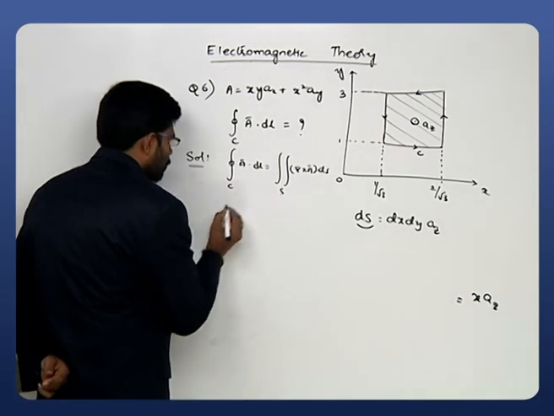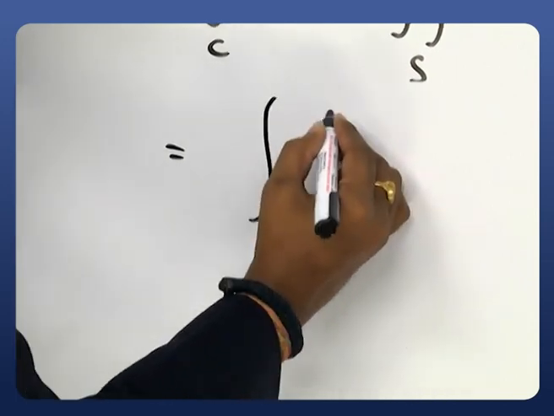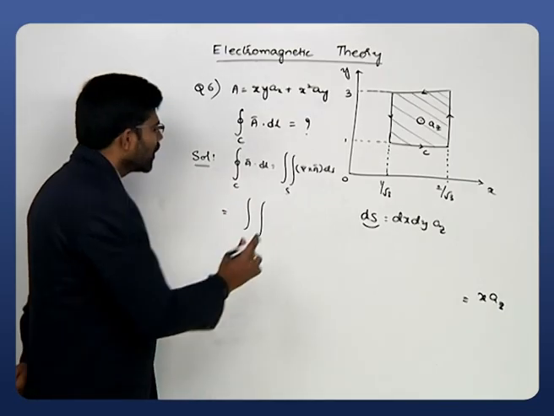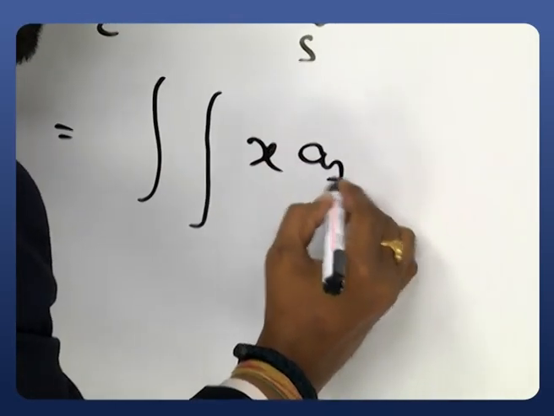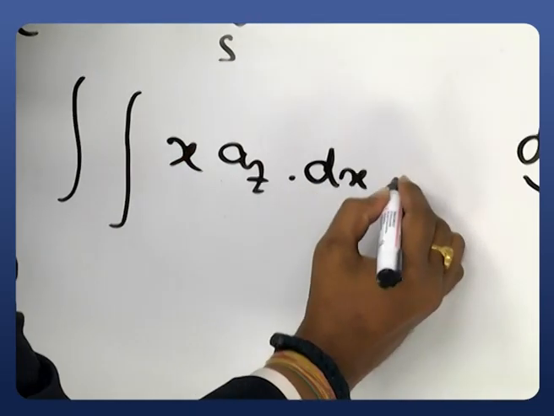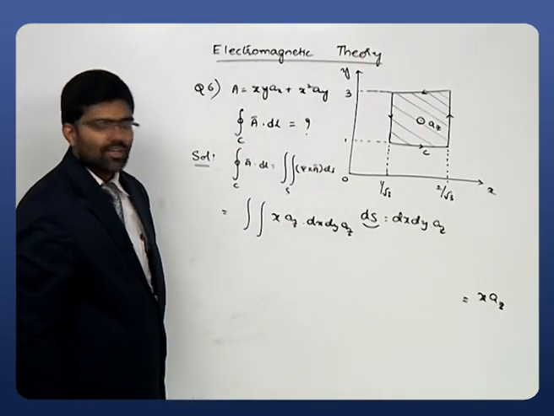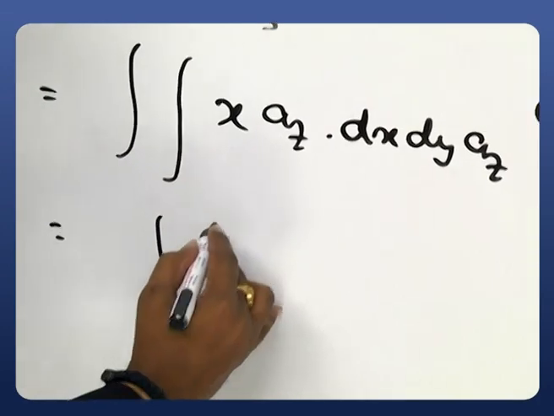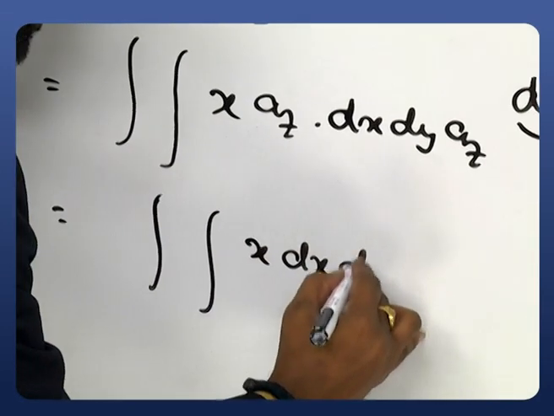So del cross A bar is known to us, ds is known to us, substitute here. The closed line integral of A bar dot dl is equal to the surface integral, leaving our limits for some time. Instead of del cross A bar, I can write x az dot, instead of ds, I can write dx dy az. Now az dot az is 1, and the remaining term is the double integral of x dx dy.